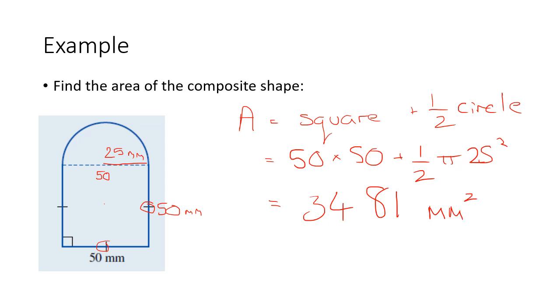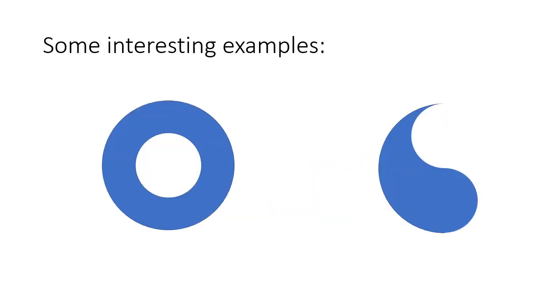So that was a pretty simple composite shape. I was just adding a square to half a circle. Here are some examples of other composite shapes, just to show you what they might look like. This first one on the left-hand side is pretty easy. We've got our donut shape, which is just a large circle minus a small circle. So just always look for those sorts of easy subtractions.